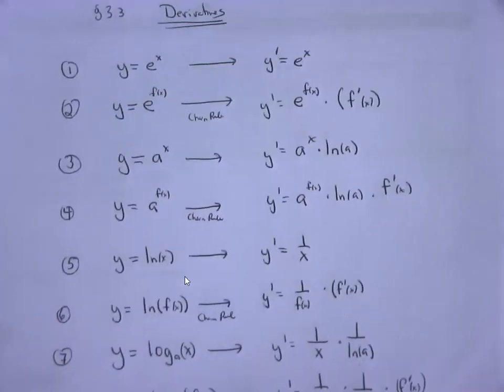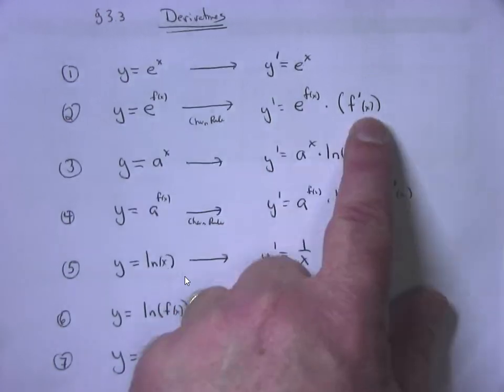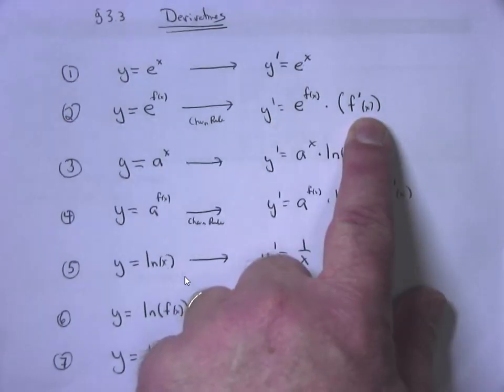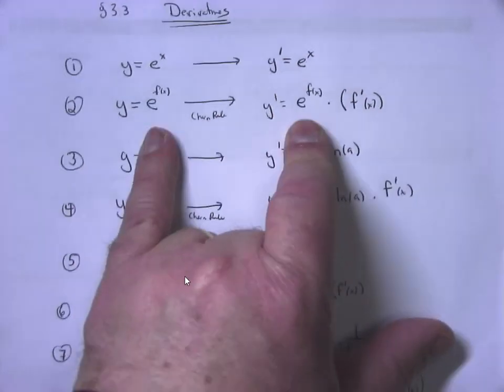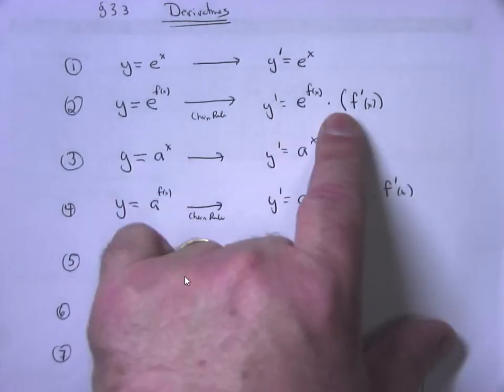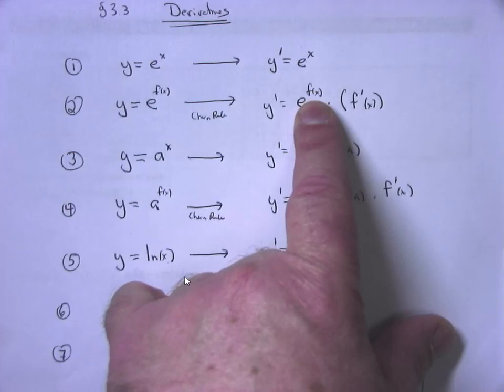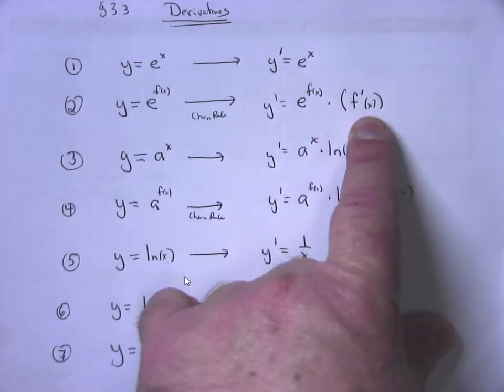However, for every rule, there's the rule, and then there's the chain rule version of that rule. The derivative of e to a function is e to the function times the derivative of the exponent. So it's the same rule. Derivative of e to somebody is e to somebody. But if you don't have just an x in the exponent, you've got to do times the derivative of the exponent.